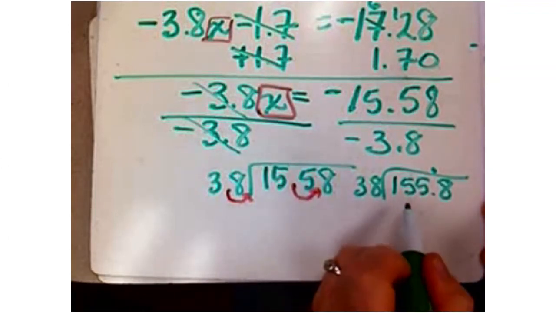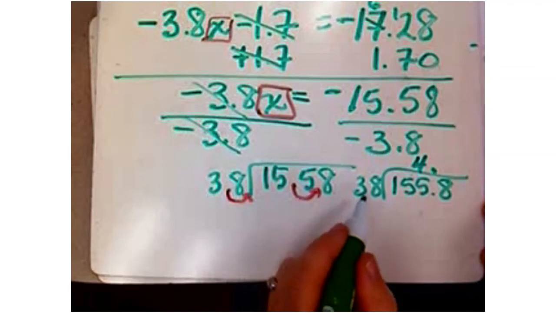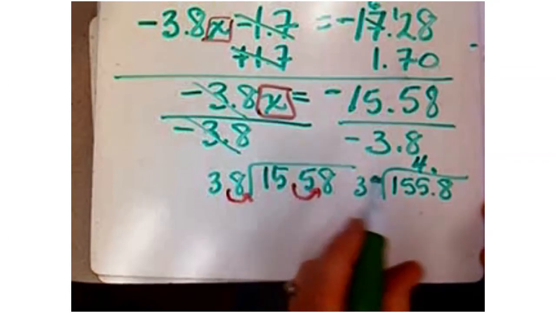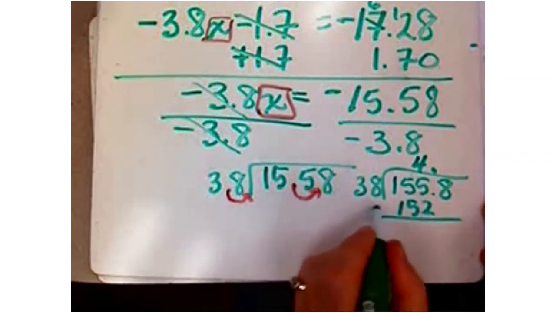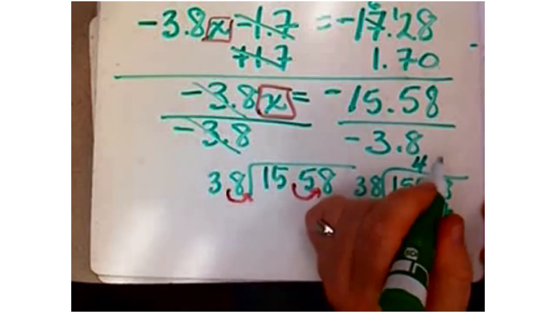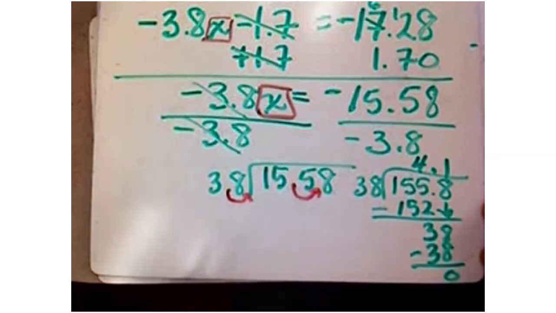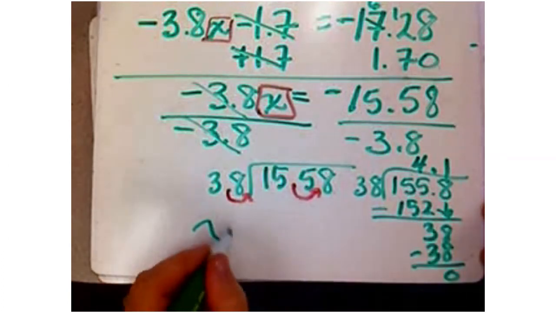How many times does 38 go into 155? That would be 4 times. 4 times 38, 120, 152. And we subtract that and we're left with a 3. You pull down the 8 and 38 goes into 38 once. So it terminates, doesn't it? We have 38 minus 38 is 0.